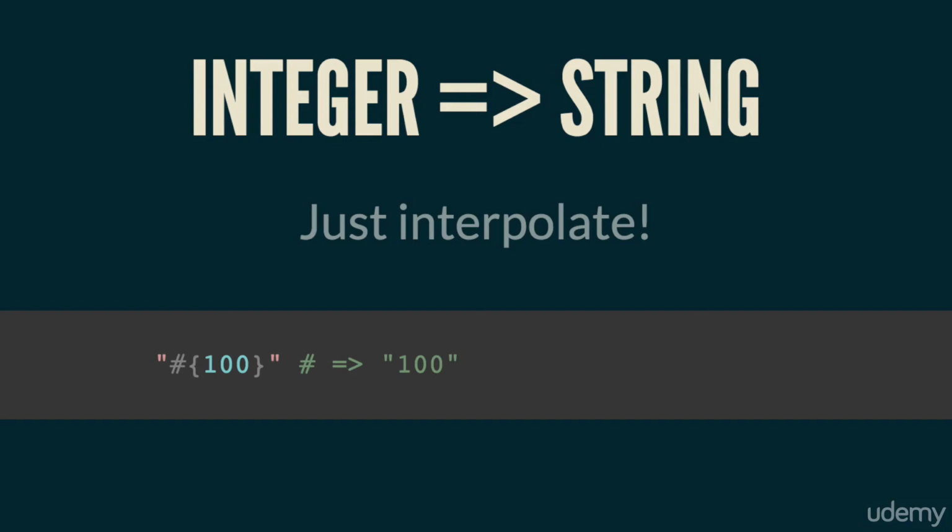We can also convert an integer back to a string. And remember our interpolation? We can use that here. We can put the number 100, or that might be a variable containing the number 100, inside our interpolation characters with the pound sign and double quotes.